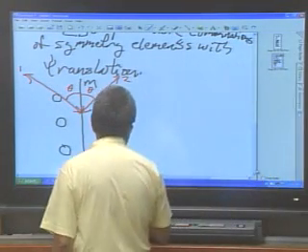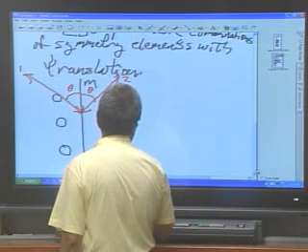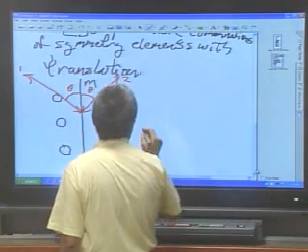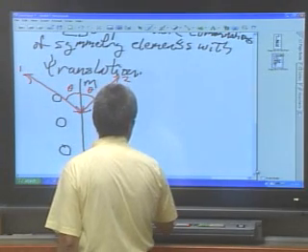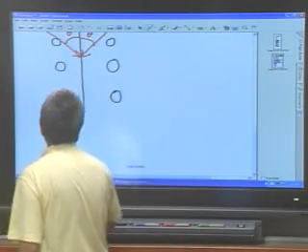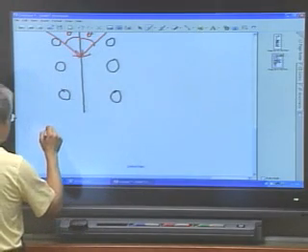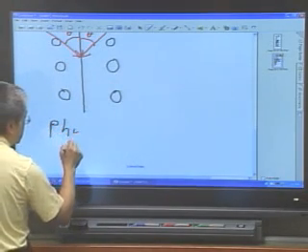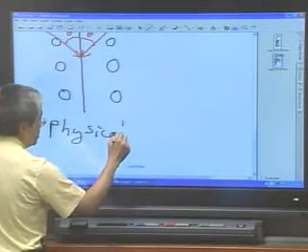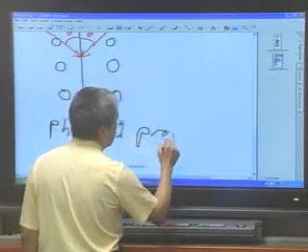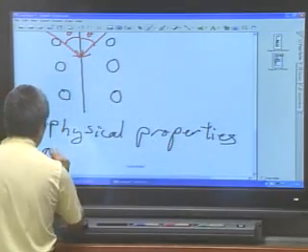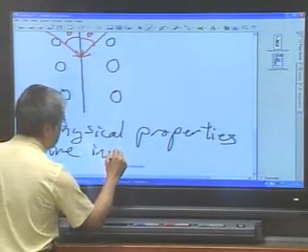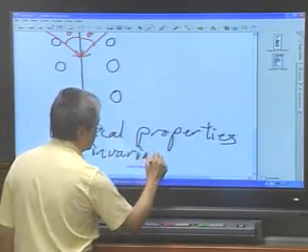Now, what happens if you add a translation? Well, actually nothing, and it's based on the fact that there's a simple principle that the physical properties are invariant with respect to translation.